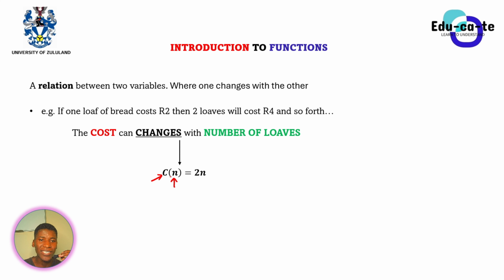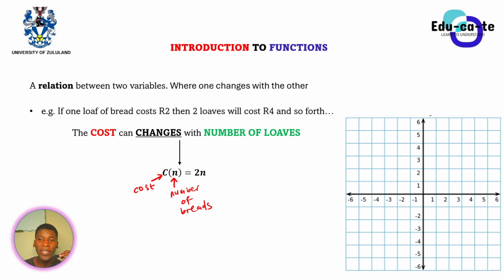So here you are just trying to say that the cost, which is the function value, depends on the number of breads. So that's all about functions. Basically, functions are about how two things relate and how one variable changes with respect to another. In this case, how the cost changes with relation to the number of bread loaves. So we can take it to a Cartesian plane and plot the results. We can actually plot the results.